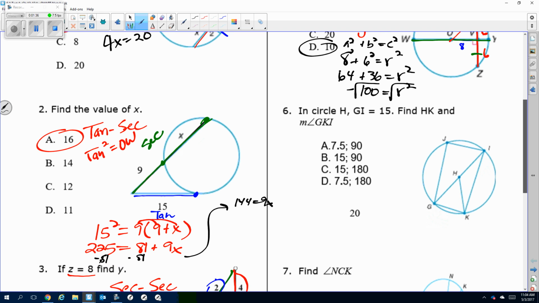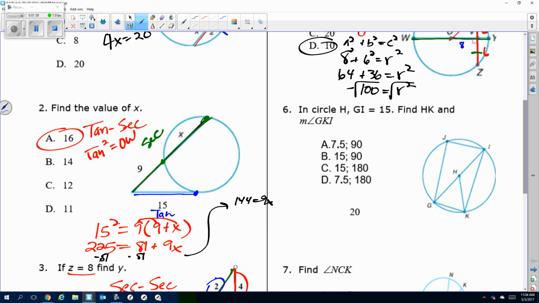Here, I'm going to use some problem solving. GI, that is a diameter. I'm hoping you saw that. So they want you to find HK. Okay, if I go from HK, that's a radius. Well, that's going to be half the diameter. So automatically, I'm taking that 15 divided by 2, 7.5. So automatically B and C are gone.